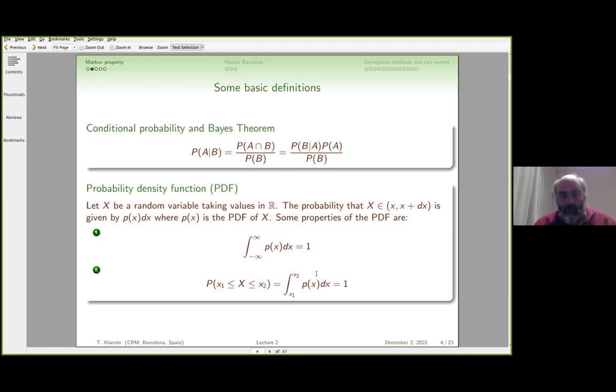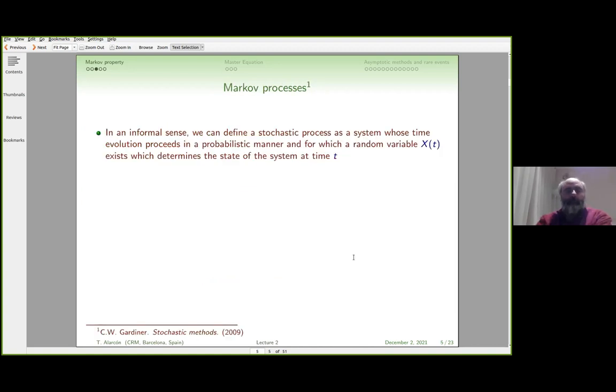Okay, and the fundamental property of this PDF is that it has to be normalized to one. So when you integrate over all the space, this has to be equal to one, and the probability of x being between two values x1 and x2 is given by this integral here. Okay, and this equal to one here is a mistake. This shouldn't be here. So the property is this one here. So this probability here is equal to this integral. Apologize for that.